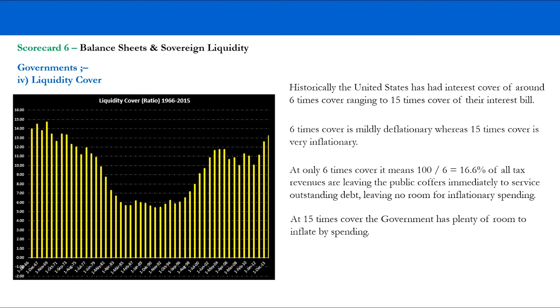At only 6 times cover, it means 100 divided by 6, so 16.6% of all tax revenues are leaving the public coffers immediately to service outstanding debt. That's leaving no room for inflationary spending. At 15 times cover, the government has plenty of room to inflate by spending.